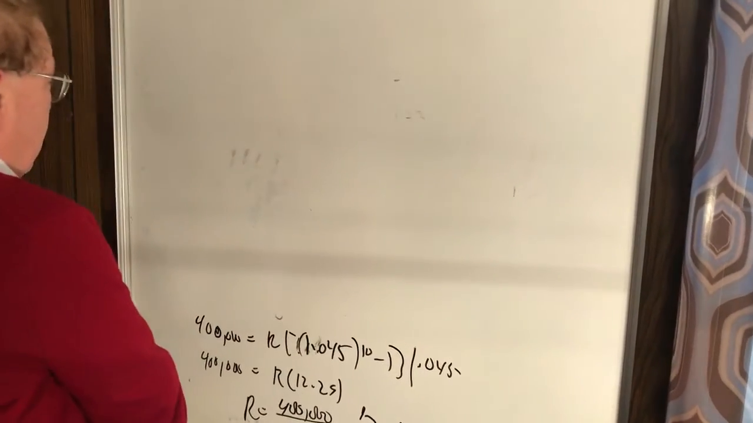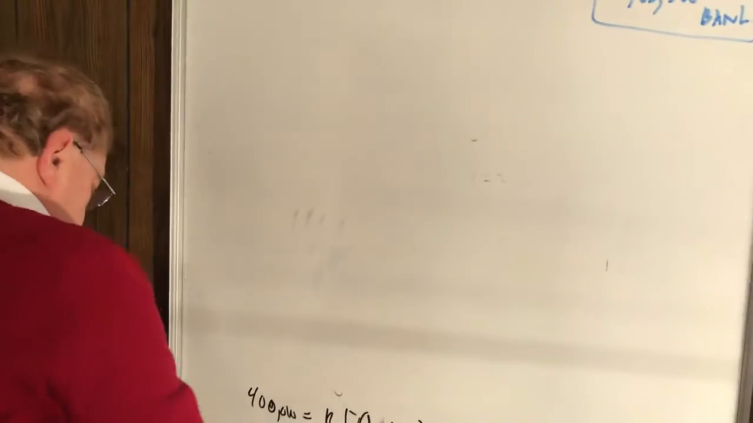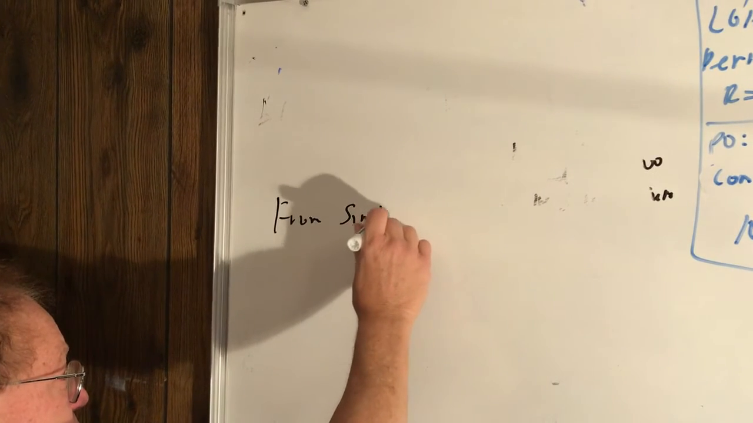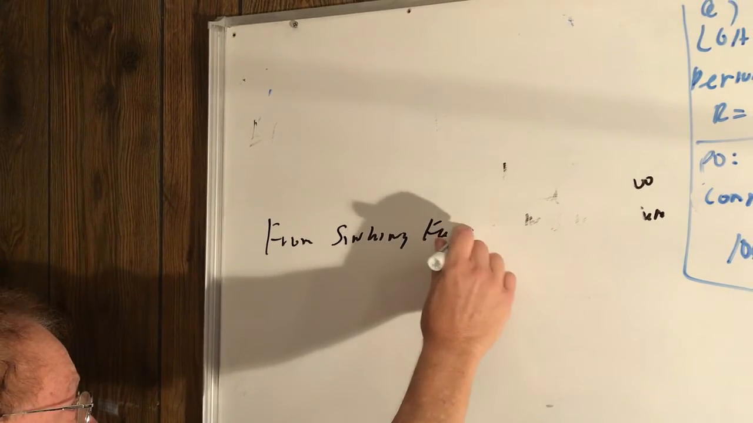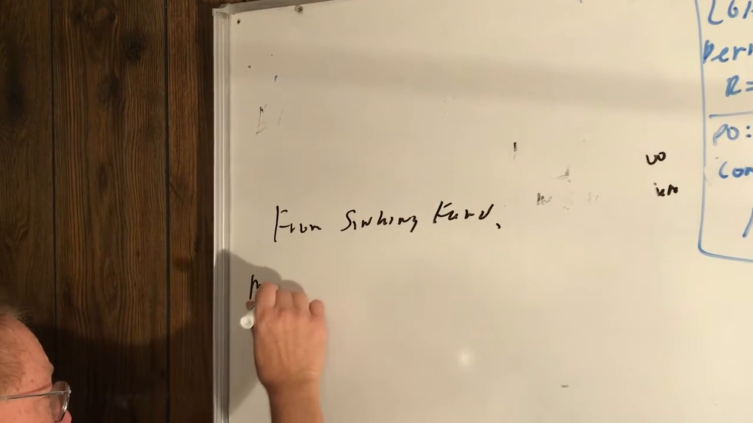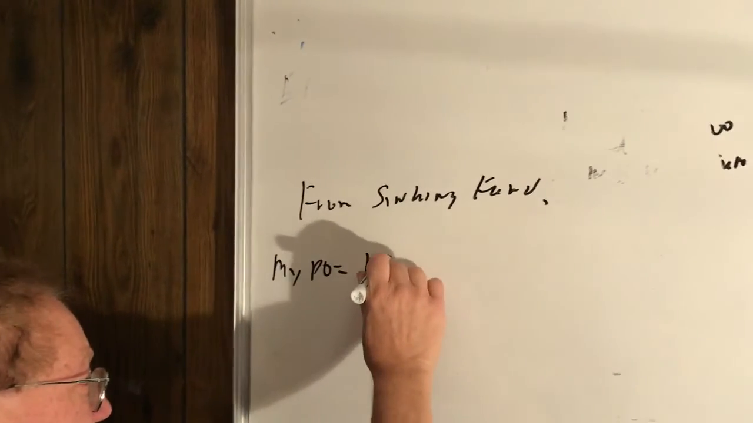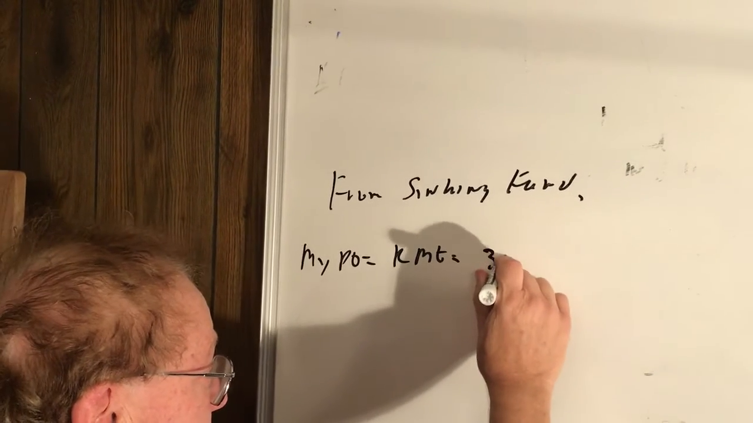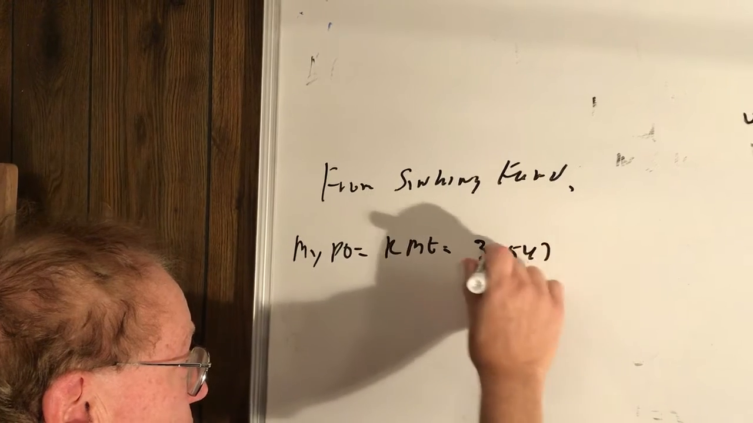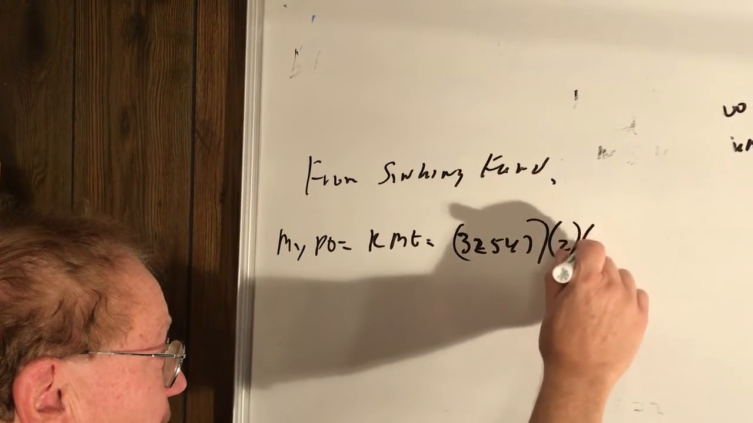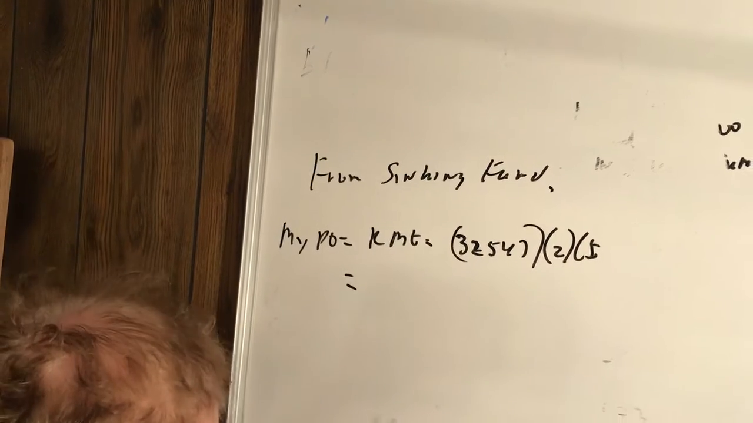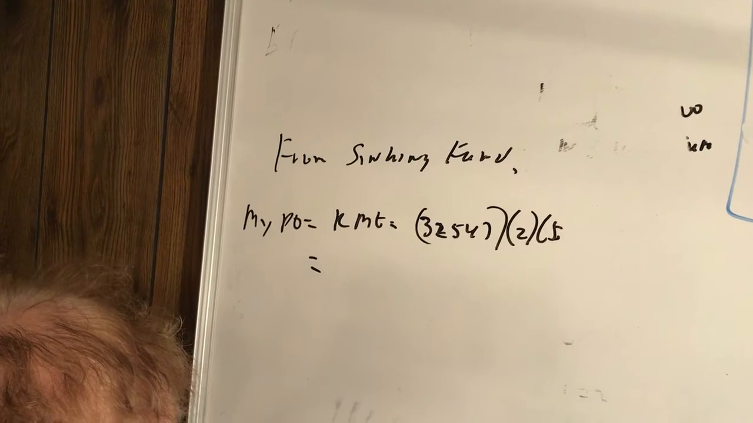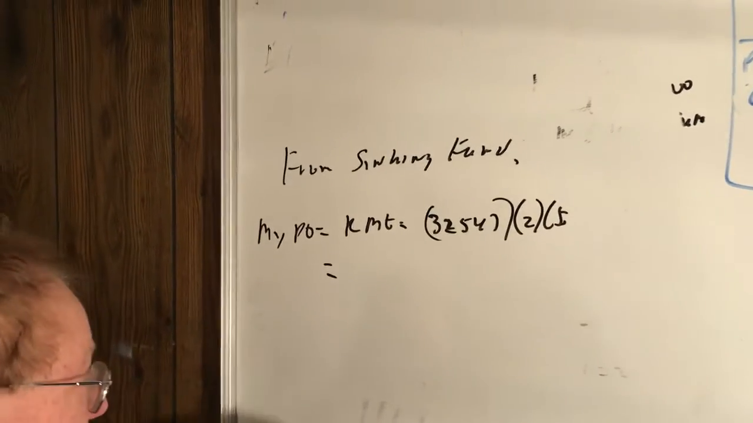So from the sinking fund, well, what's my total payout? Well, that's RMT again, right? That's going to be 32,547 times 2 times 5. So my total payout, which I calculated here, is 325,470.